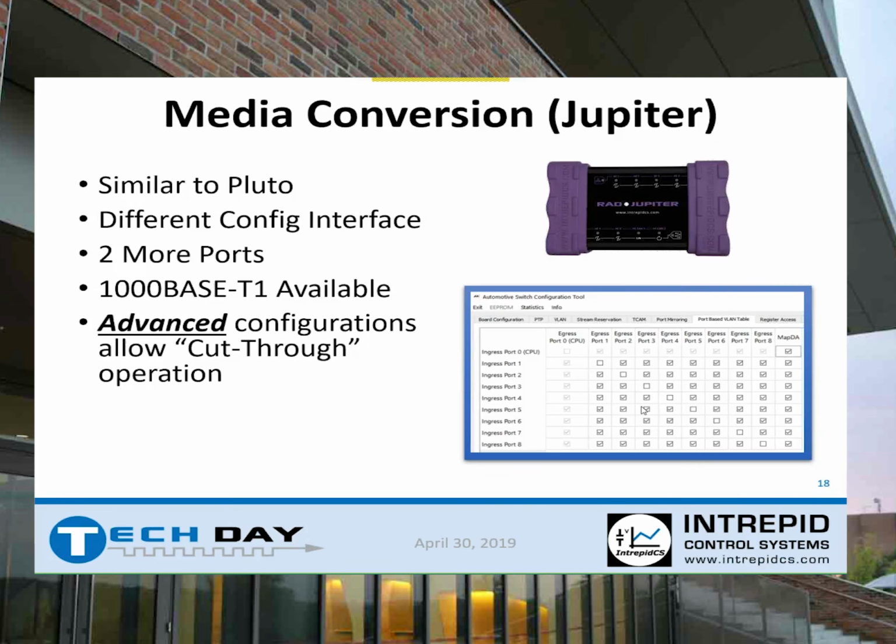Similarly, you can do media conversions. It's similar to Pluto, different configuration interface. It's got 2 more ports. It's got the gigabit 1000 base T1. This one does have advanced configurations that will let you set things up as a cut-through port. There are some constraints, and there's a number of factors that need to be taken into account when you do this. That's why I say advanced, because it's not a matter of just going in and setting a register or two. You kind of need to understand what trade-offs you're dealing with.